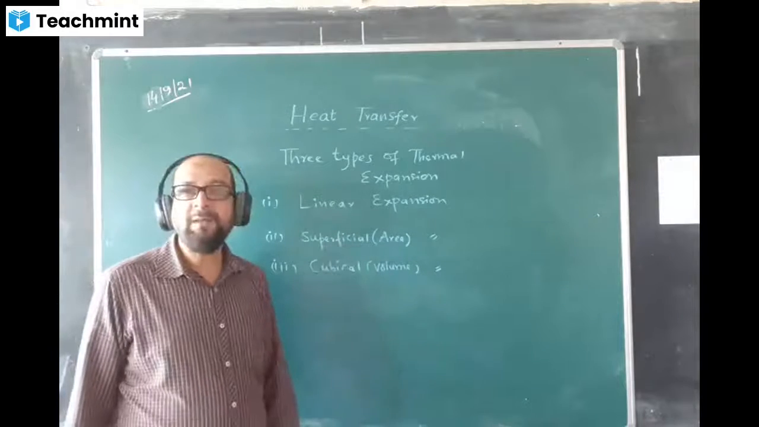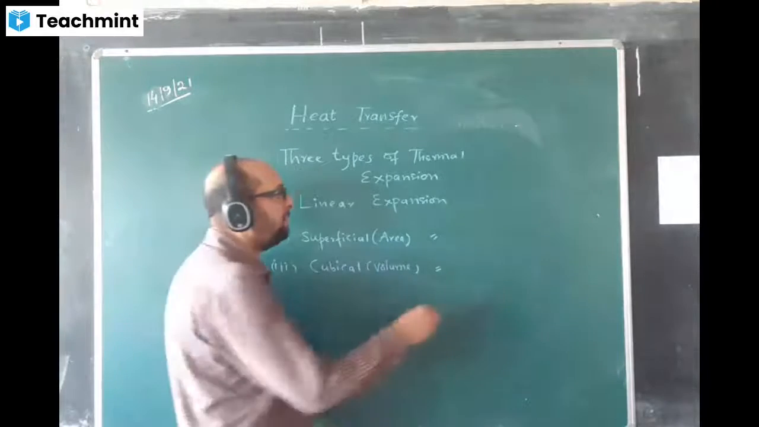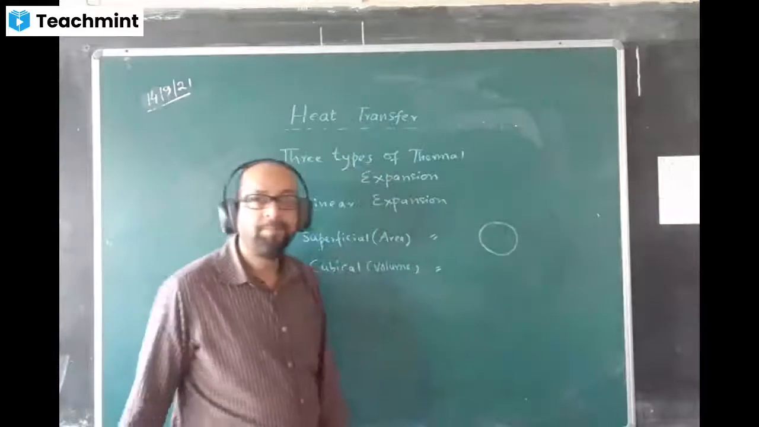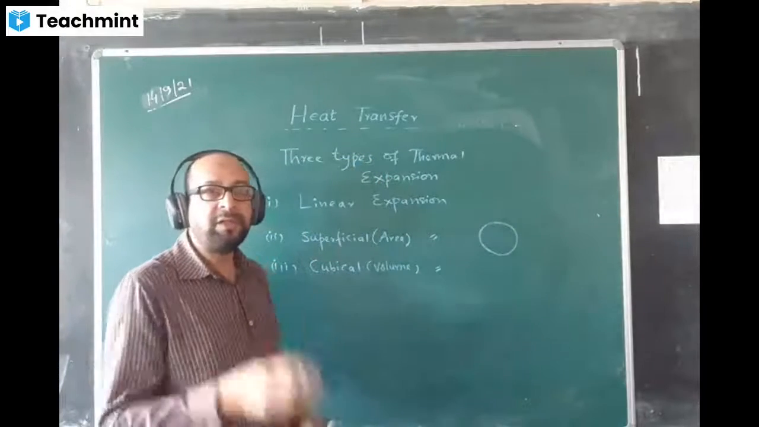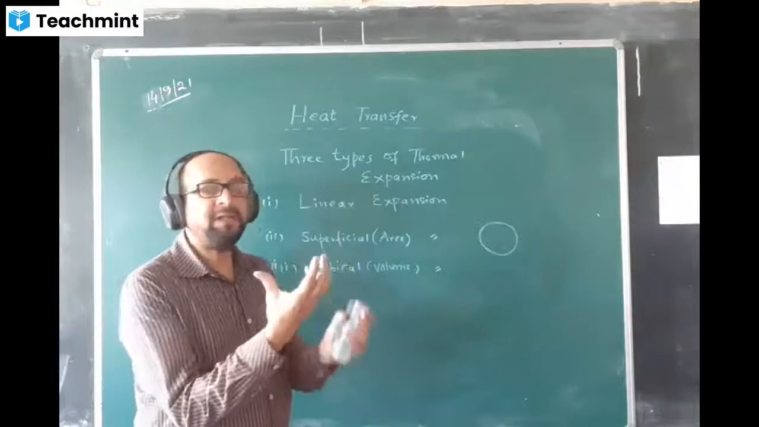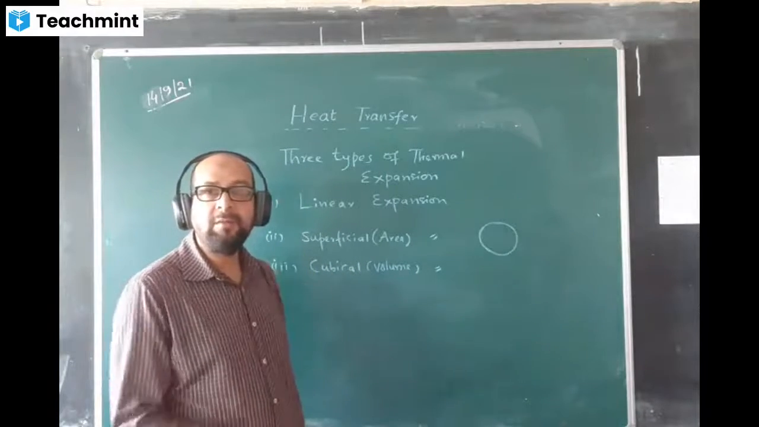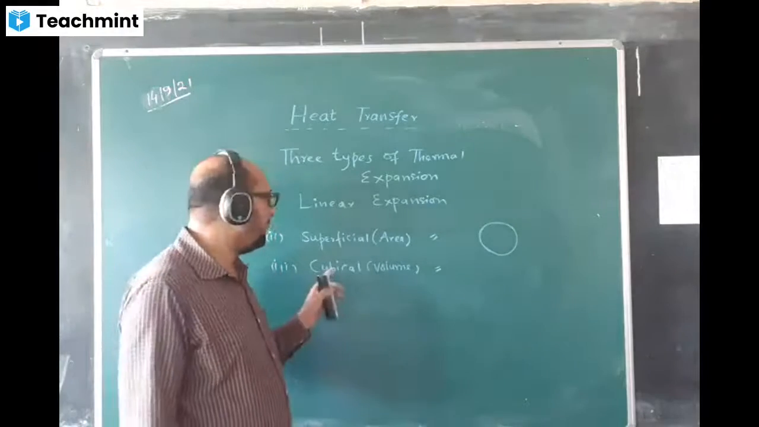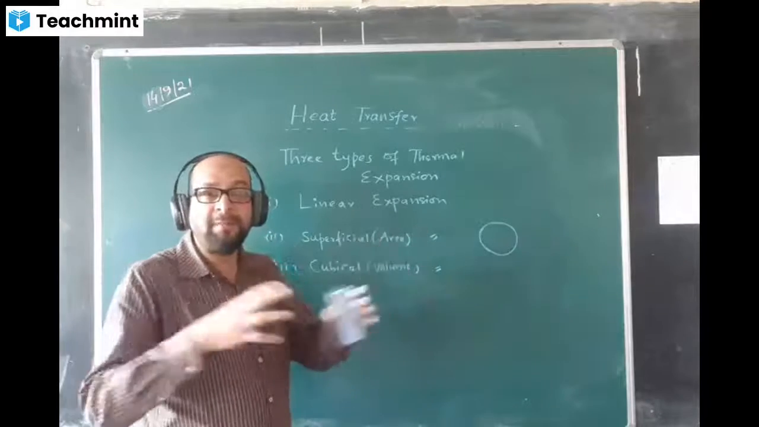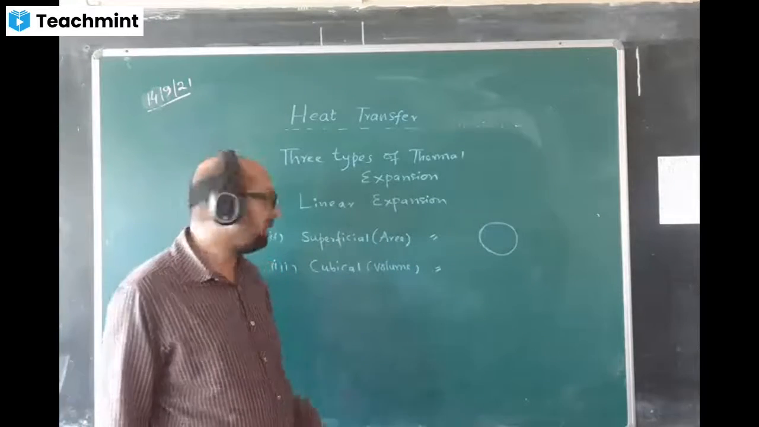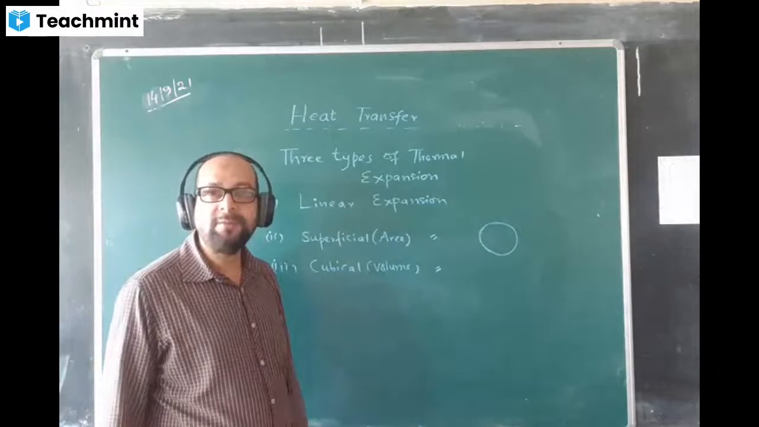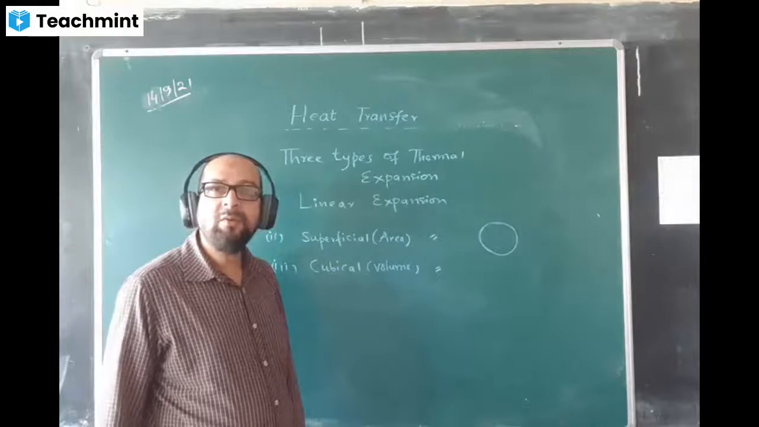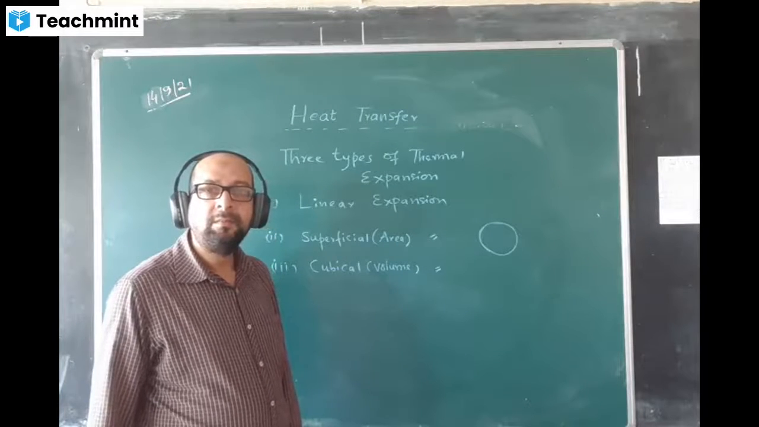Area expansion example can be, say, for example, this is called a ring, or a circular disc. We will find that this one is expanding everywhere, in all directions. So superficial expansion. And the last one is cubical, the entire volume, length, breadth and height, all are changing. Such an expansion is called cubical or volume expansion. Okay? Say okay or not? Yes, sir.